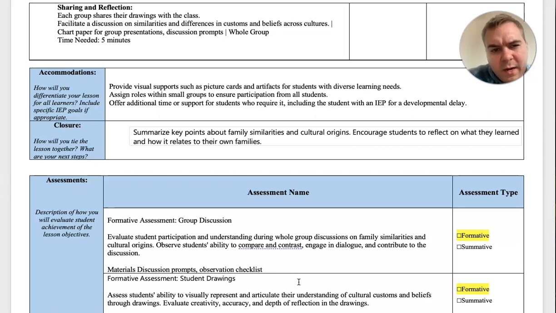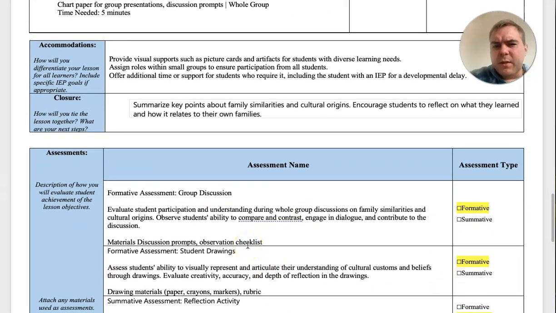Accommodations that could be provided: we could provide visual support such as picture cards and artifacts for students with diverse learning needs. This is also where the tablet could come in handy, because we could zoom in and make things a little more visible. We could assign roles within small groups to ensure participation from all students. The teacher and the para could move around the classroom, and we could offer additional time or support for students who require it, including the student with the IEP.